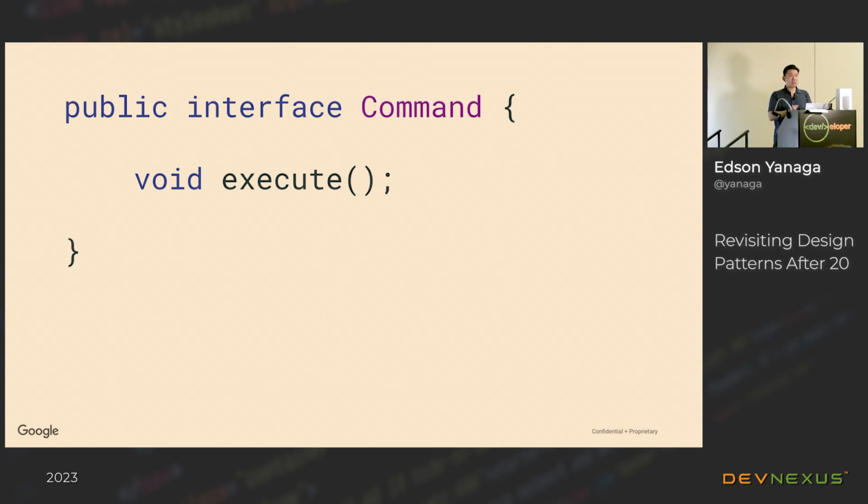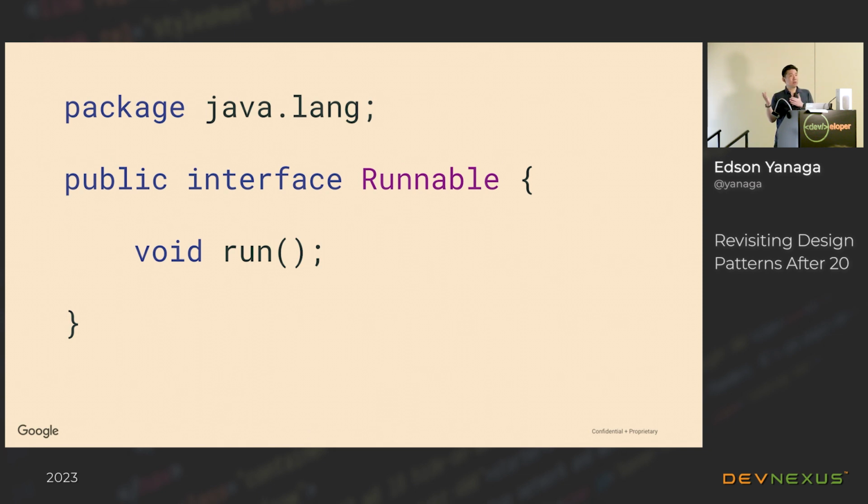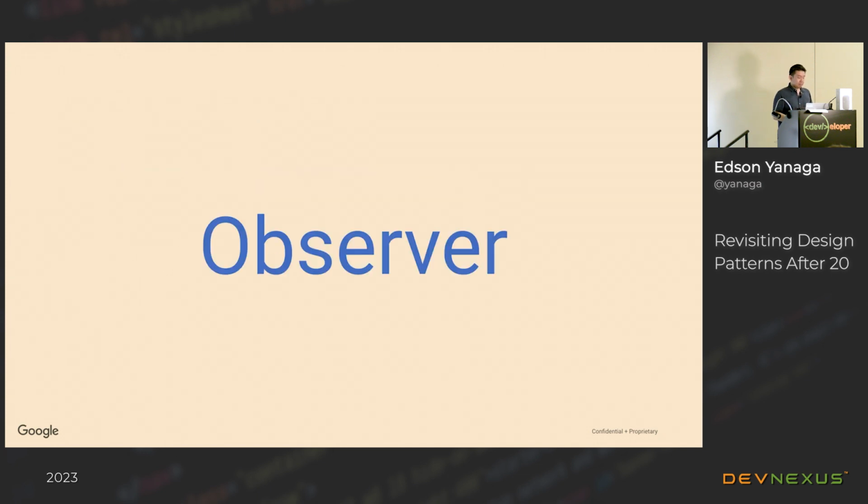Well, don't do that because we already have an interface in the JDK that fits the exact same purpose, which is Runnable. So don't create a Command interface. Use Runnable because everybody knows what Runnable does, and it has exactly the same signature. Okay? Same principle applies if you want to create an observer pattern these days.